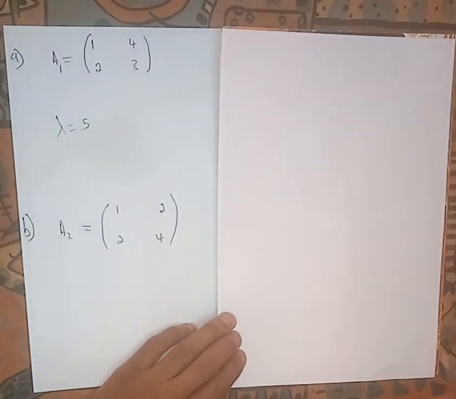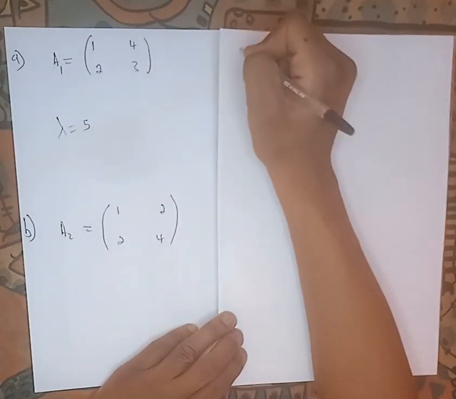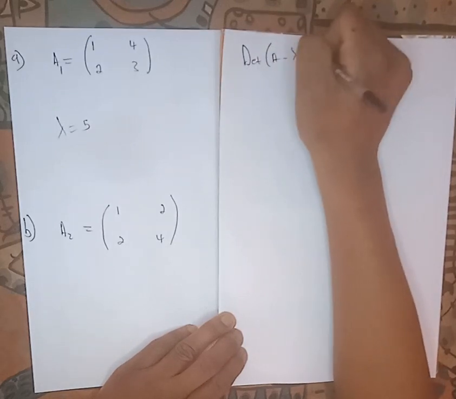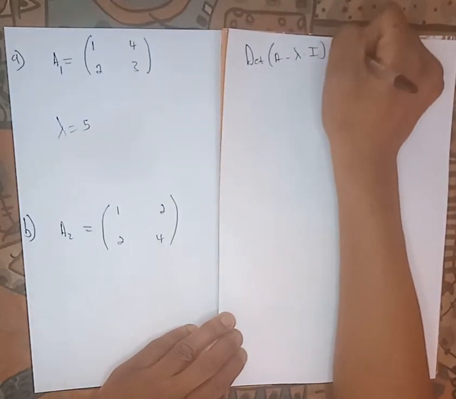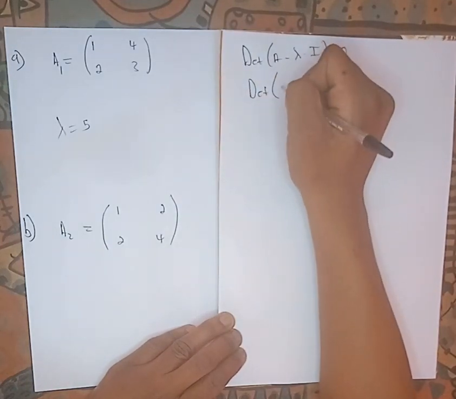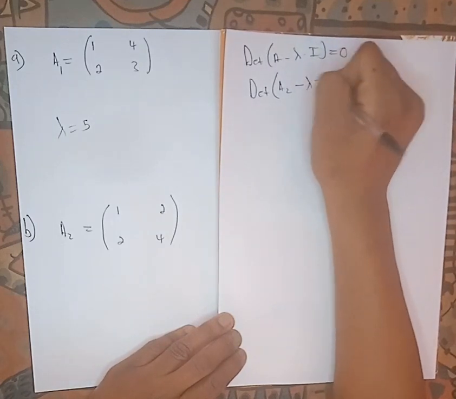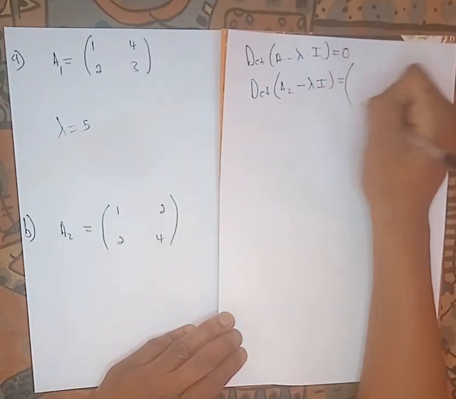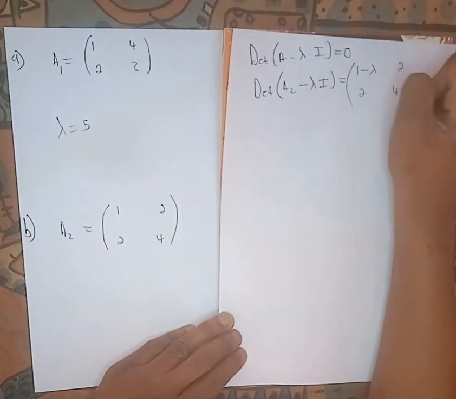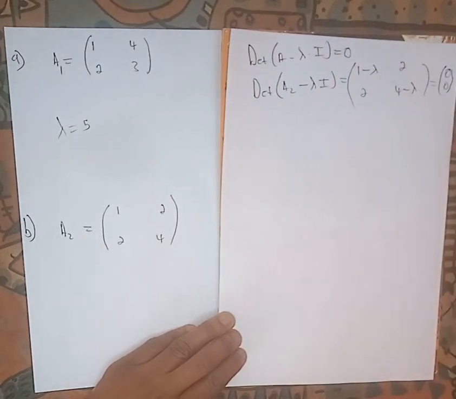So this is the matrix that we are given, matrix A2. Firstly, we are going to find the determinant of A minus lambda multiplied by the identity matrix, which is equal to 0. But what is my determinant? My determinant will be A2 this time minus lambda multiplied by I, which is the same as 1 minus lambda, 2, 2, 4 minus lambda, which is the same as 0 and 0. This is what we are having here.